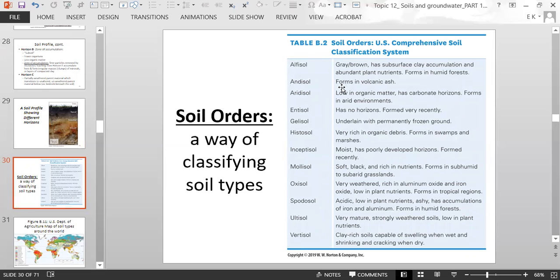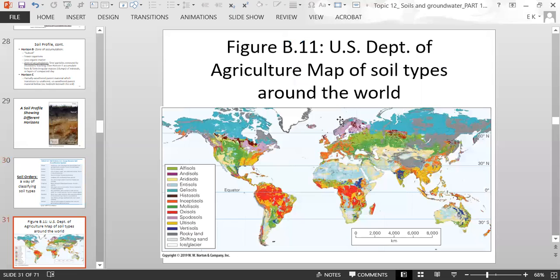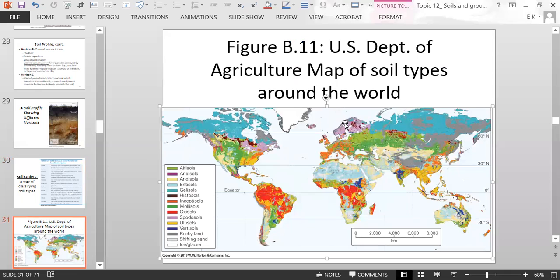Andisol is a soil that forms in volcanic ash. Mollisol: soft, black, rich in nutrients, forms in subhumid to subarid grasslands. Okay, so you could read through that. And then here is a map showing you where you have the different soil orders.